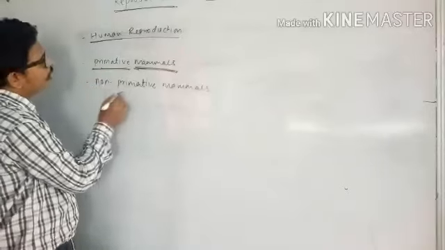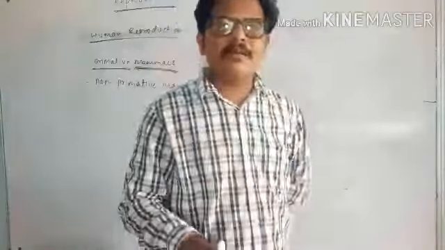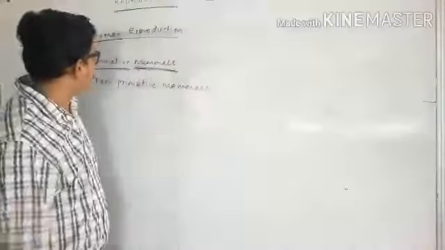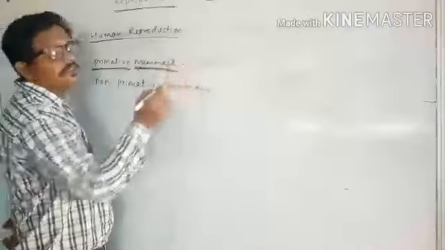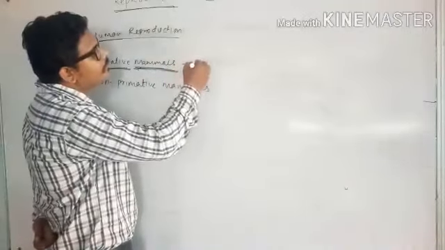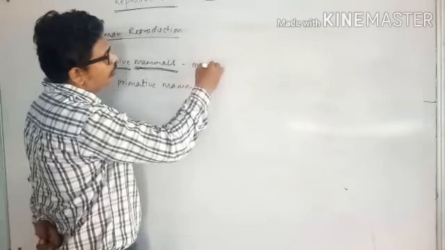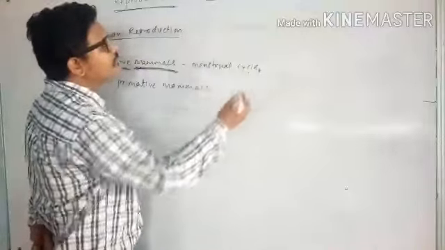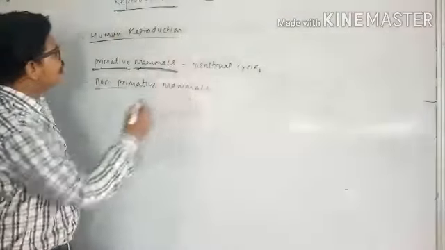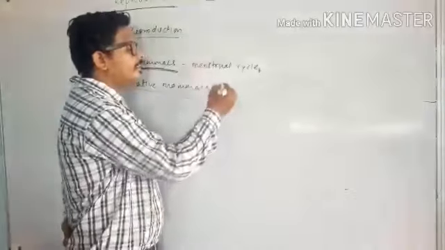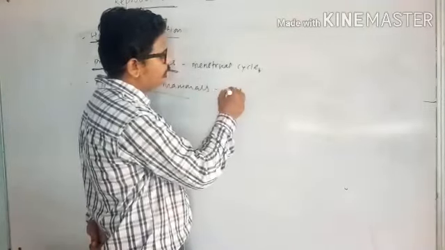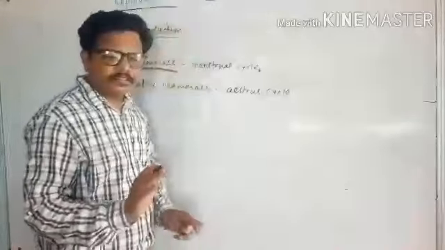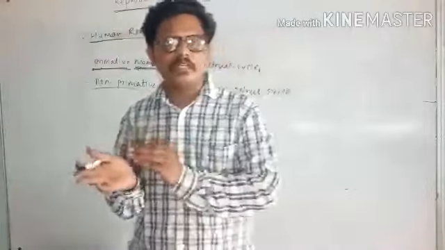Again, mammals are of two types: primitive mammals and non-primitive mammals. What is the difference between them? Primitive mammals are characterized by the presence of the menstrual cycle. We will discuss the menstrual cycle later. Non-primitive mammals are characterized by the presence of the estrous cycle instead of the menstrual cycle. Estrous cycle and menstrual cycle are different things.